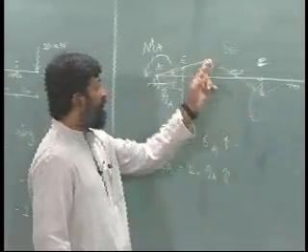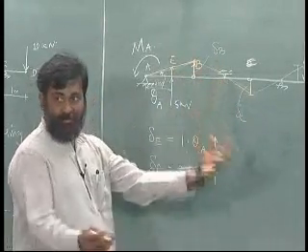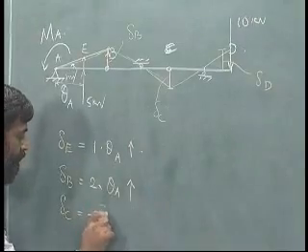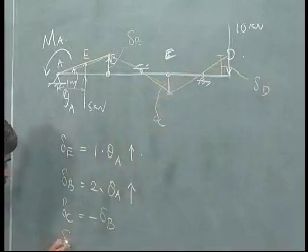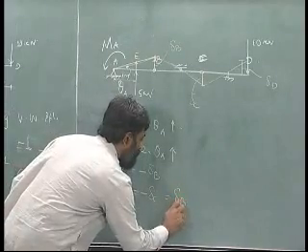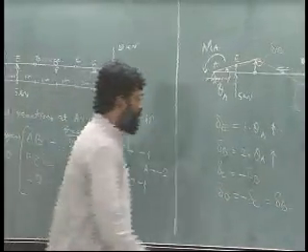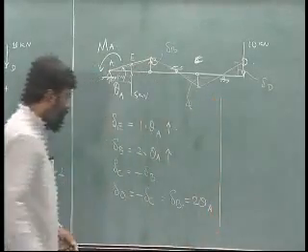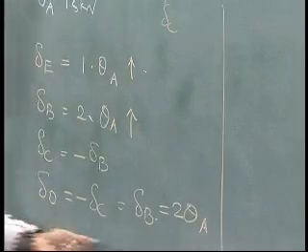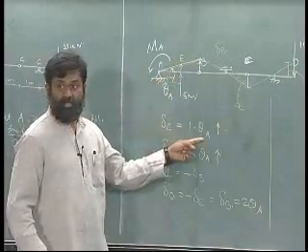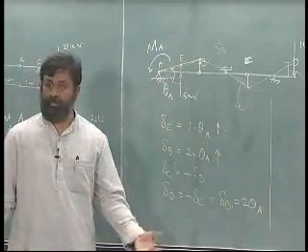Can I find out delta C in terms of delta B? Since it is at the center, it is very simple. Delta C equals minus delta B. Delta D is minus delta C, and that is equal to delta B. Okay. And what is delta B? It is equal to 2 times theta A. Do I know delta D in terms of theta A? The answer is yes. Do I know delta E in terms of theta A? Yes. Now I am ready for writing the virtual work principle.